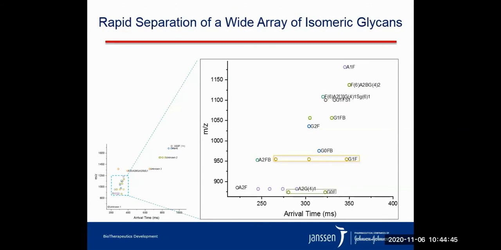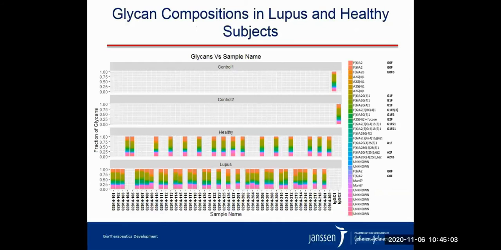We detected glycans that have a wide range of m/z and drift times. If we zoom into the most relevant glycans, we detect isomeric glycans for G0F, G1F, and the sialylated G1F, which is G1FS. Here's an overall view of the glycan distributions for both lupus and healthy subjects. We also have 2 global internal standards from pooled glycans for healthy and lupus samples we collected, which are labeled as control 1 and control 2.